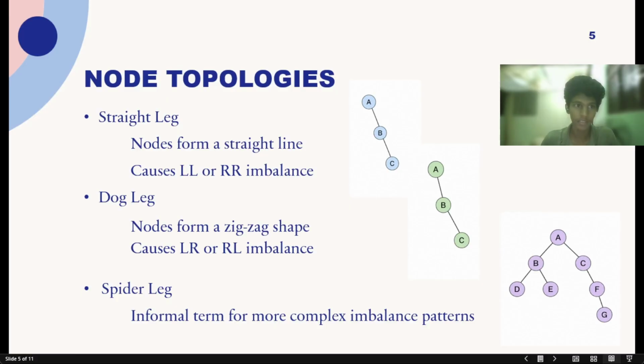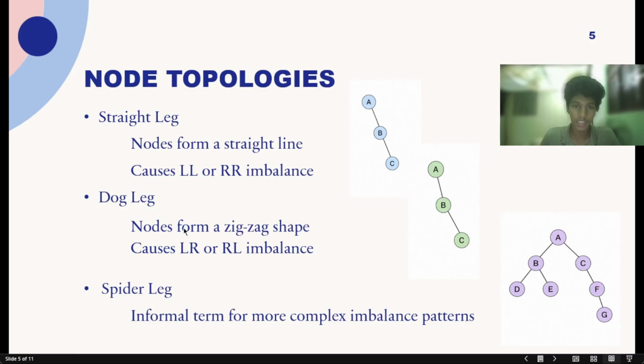Before learning rotations, we first need to understand topologies. A topology refers to the shape formed by nodes when imbalance occurs. The first topology is the straight leg. This happens when nodes form a straight line either towards the left or towards the right. This usually causes left-left or right-right imbalance. As you can see in the picture, this one goes to the left side. This can also go to the right side.